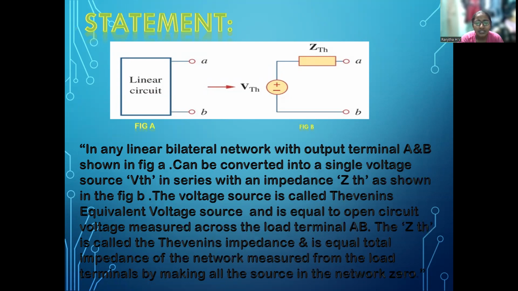The voltage source is called Thevenin's equivalent voltage source and is equal to the open circuit voltage measured across the load terminals AB. The ZTH is called Thevenin's impedance and is equal to the total impedance of the network measured from the load terminals by making all the sources in the network zero.